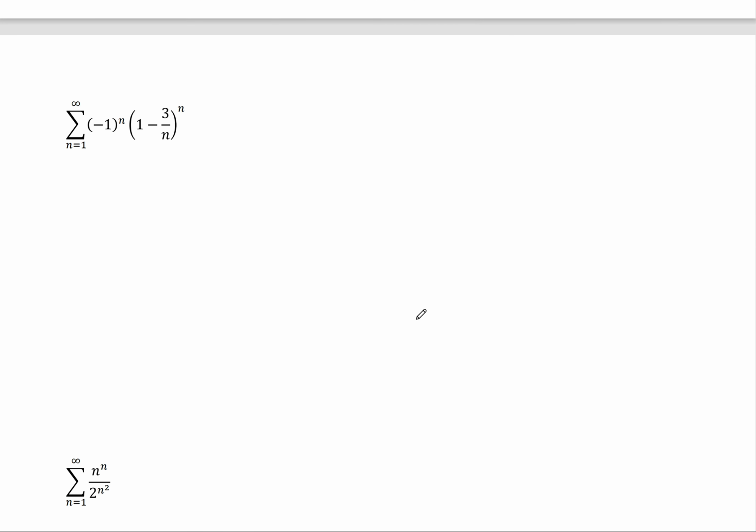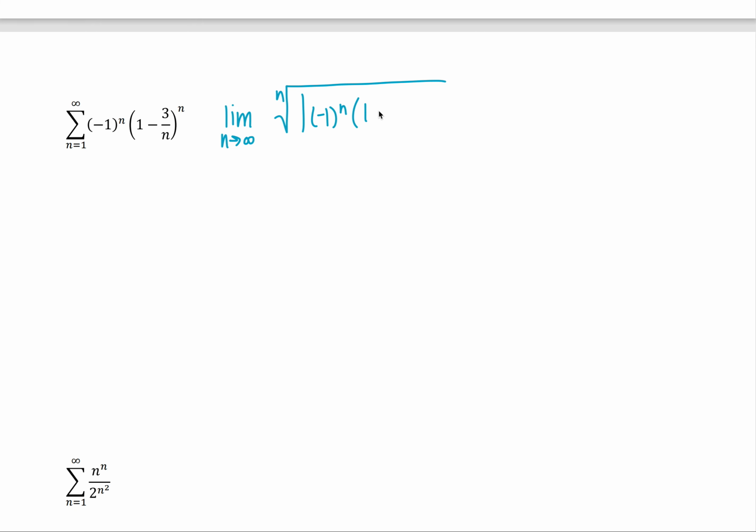Now our second one here, we're given the series from n equals 1 to infinity of negative 1 to the n power times 1 minus 3 over n to the nth power. So once again, I'm going to use the root test. So we're going to look at the limit as n goes to infinity of the nth root of the absolute value of negative 1 to the n, 1 minus 3 over n to the nth power.